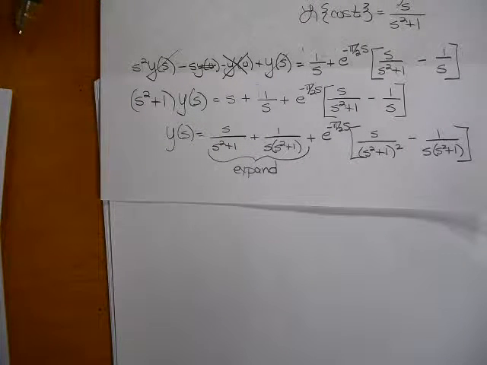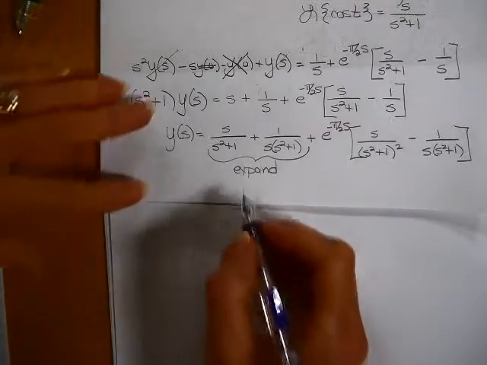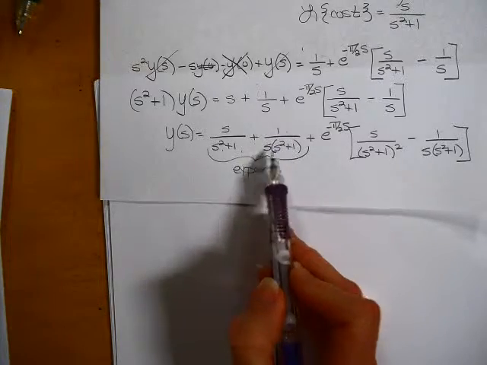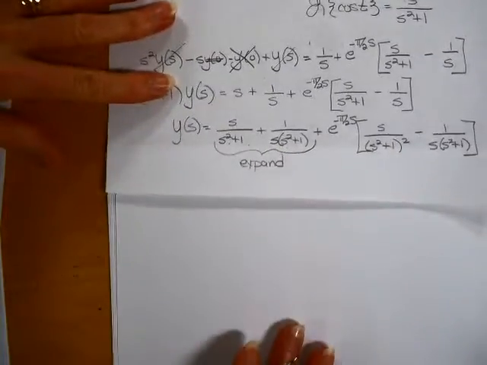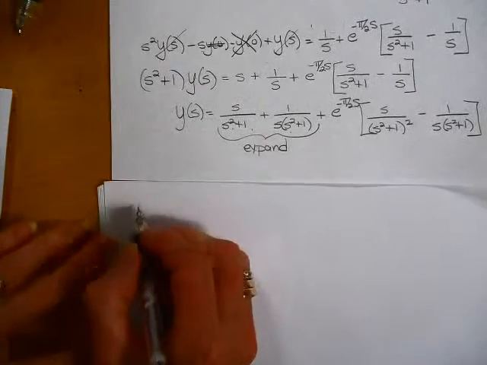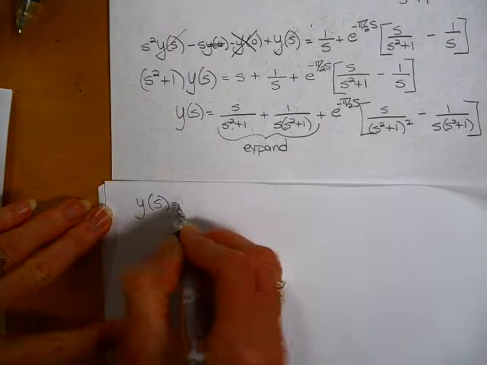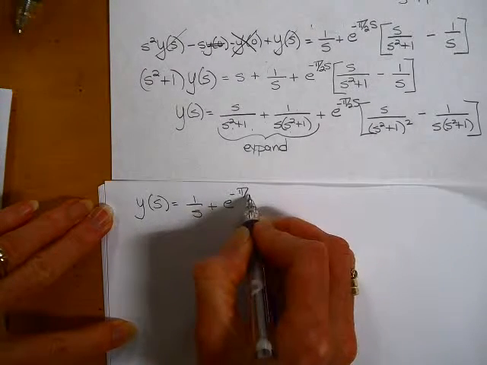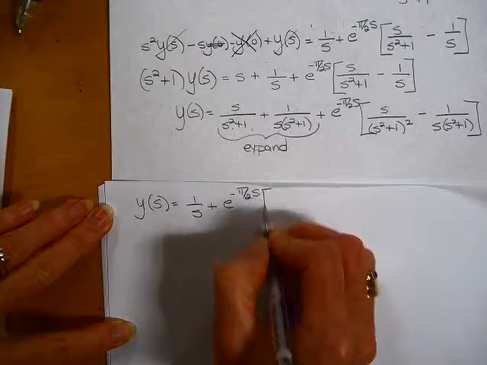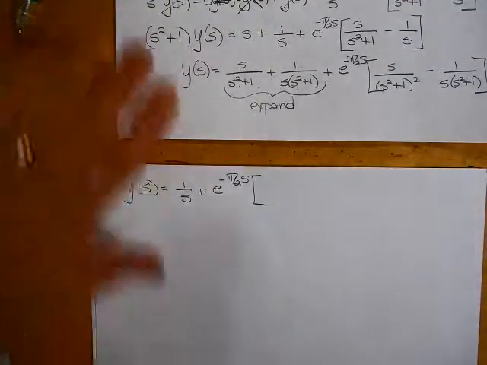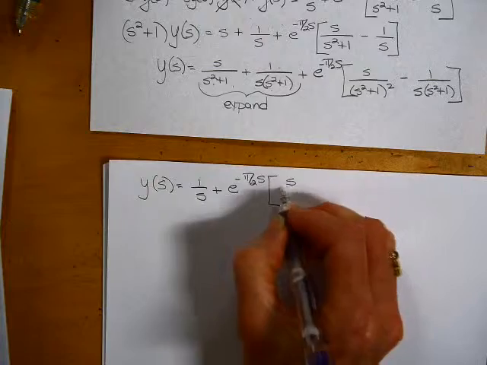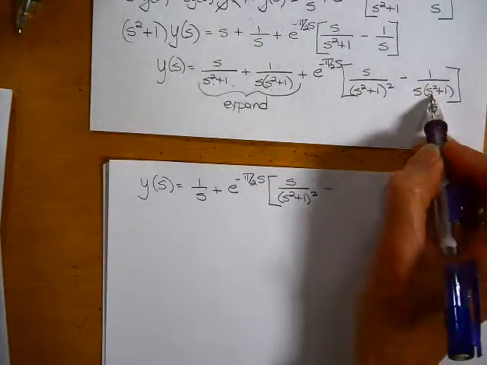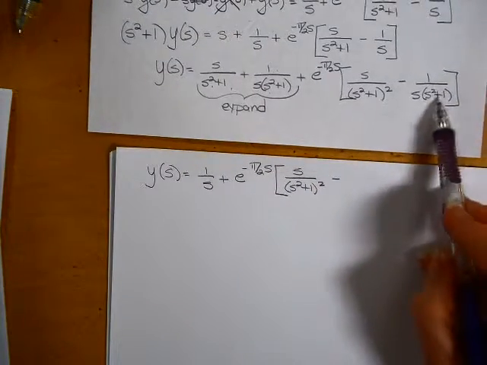All that simplified to 1 over s. S over s squared plus 1 over s squared plus 1 simplifies to 1 over s, which makes that a whole lot easier. I would leave this one alone. I would probably go ahead and expand this fraction right here also.